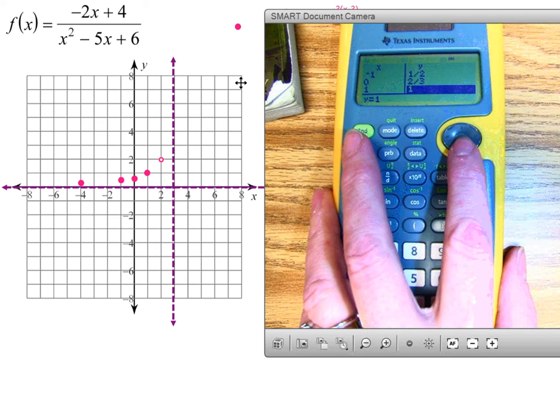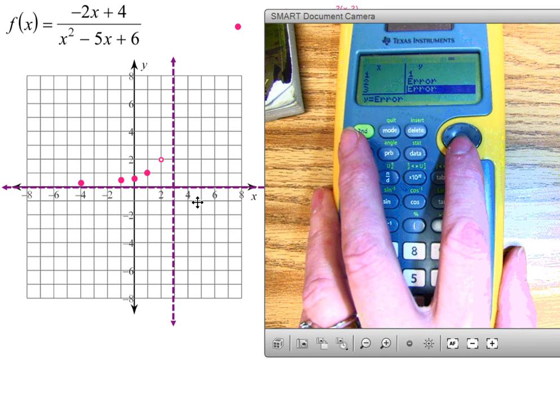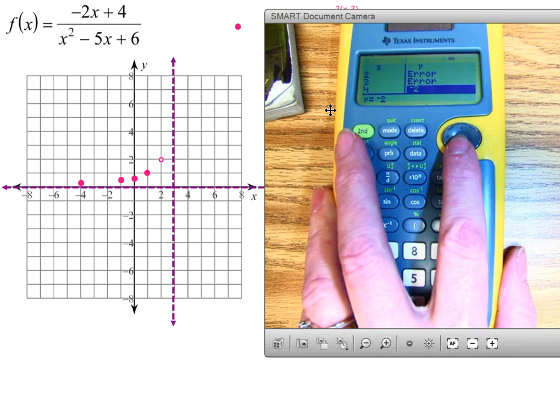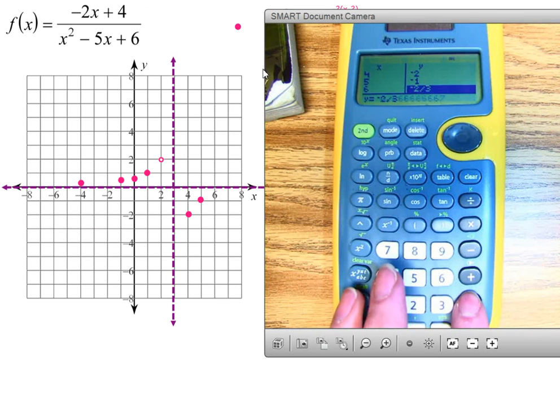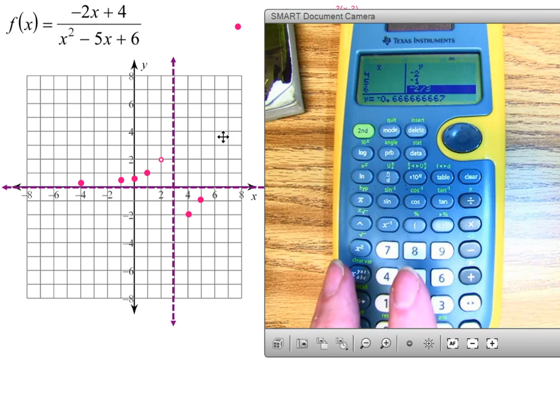There's my vertical asymptote showing up. That first one there is my hole, and my second one's my vertical asymptote. At 4, I'm at -2, so all of a sudden I jump down. At 5, I'm at -1. At 6, I'm at -2/3, which is really 0.666666. So I'm getting close to that line here.